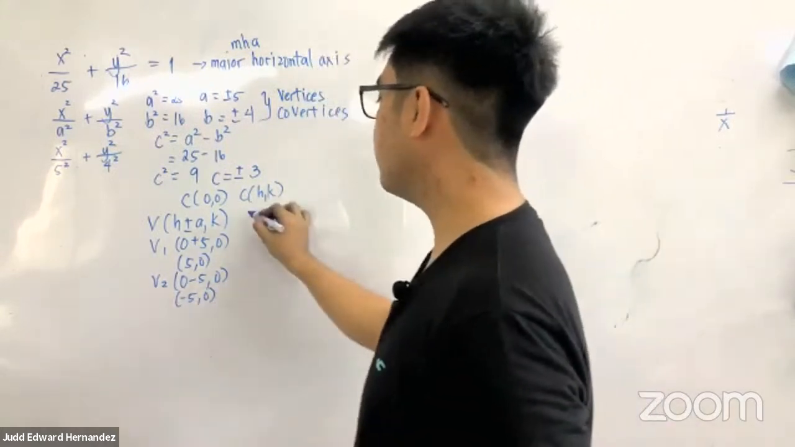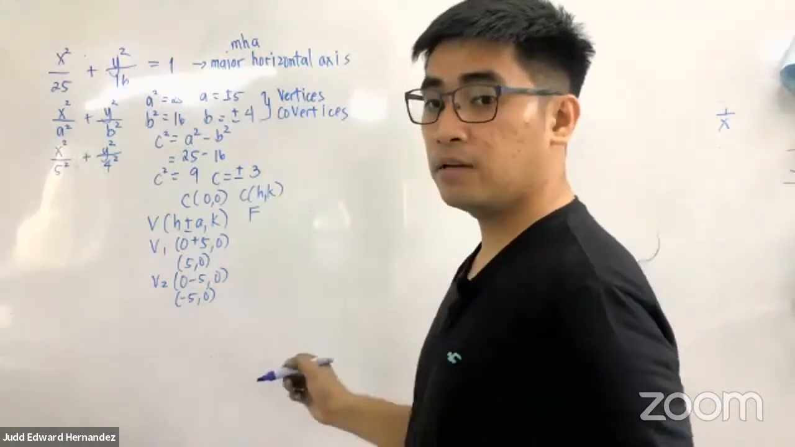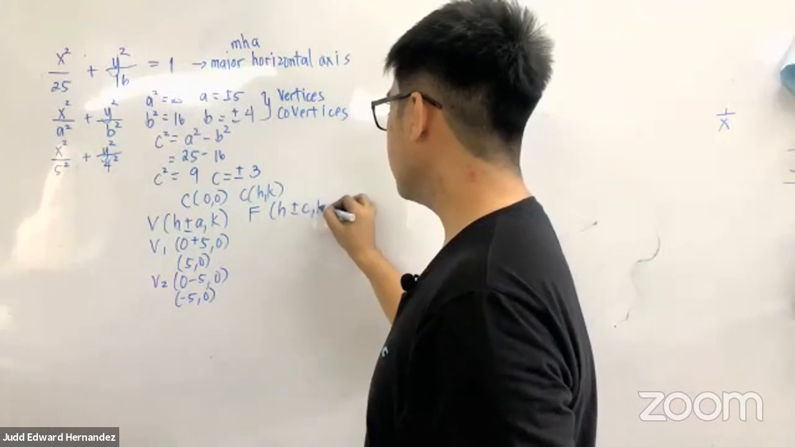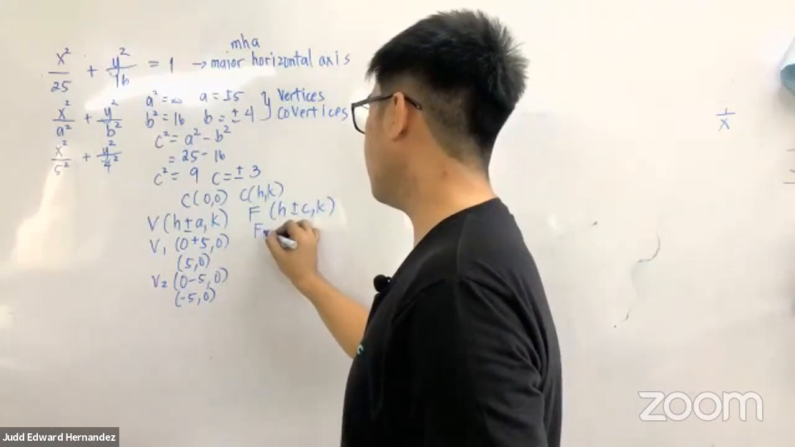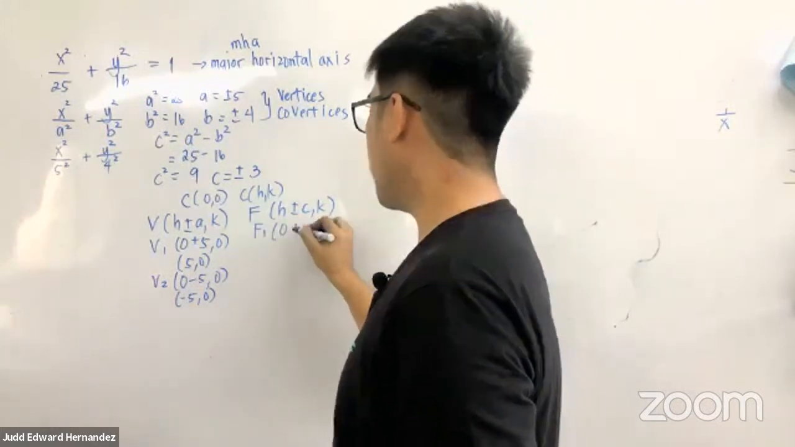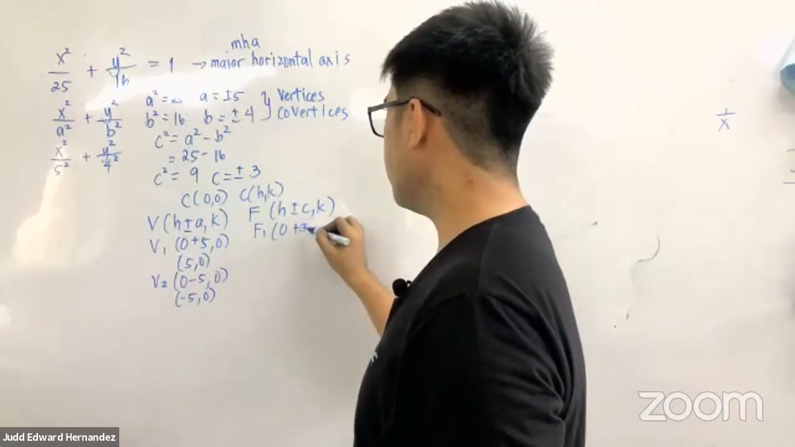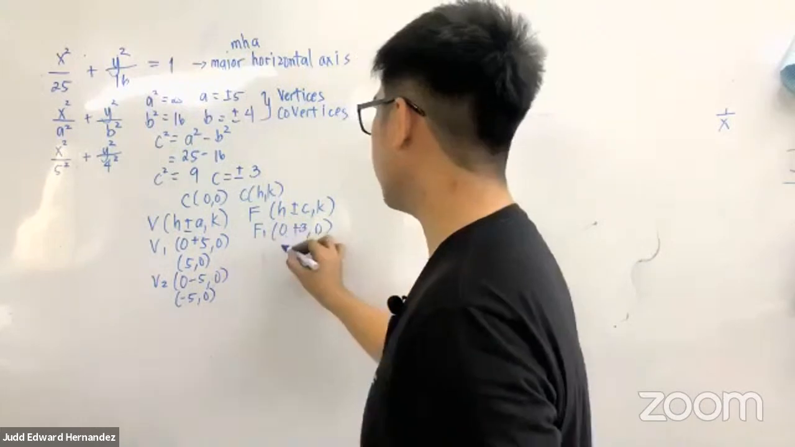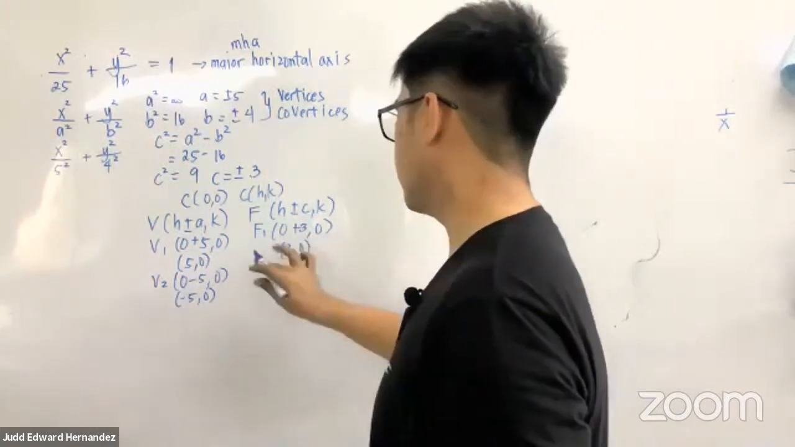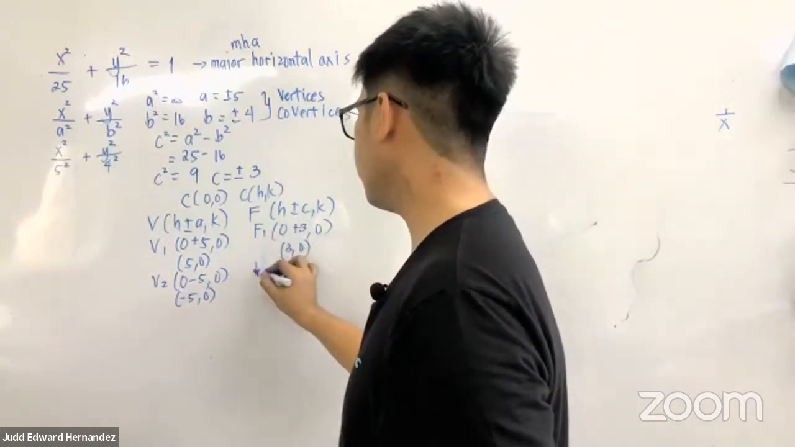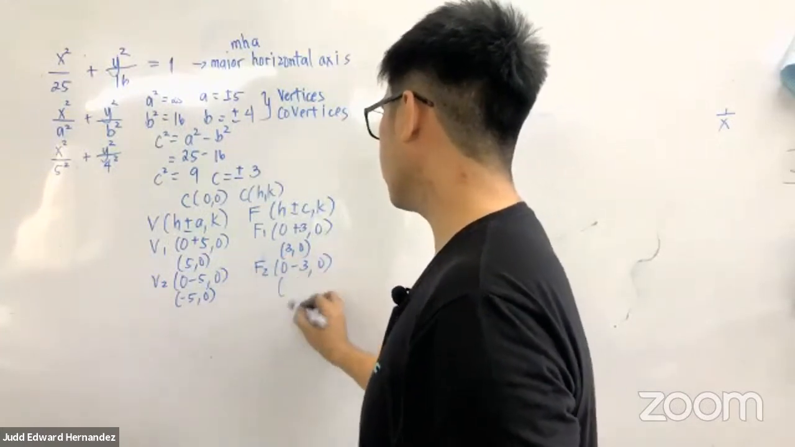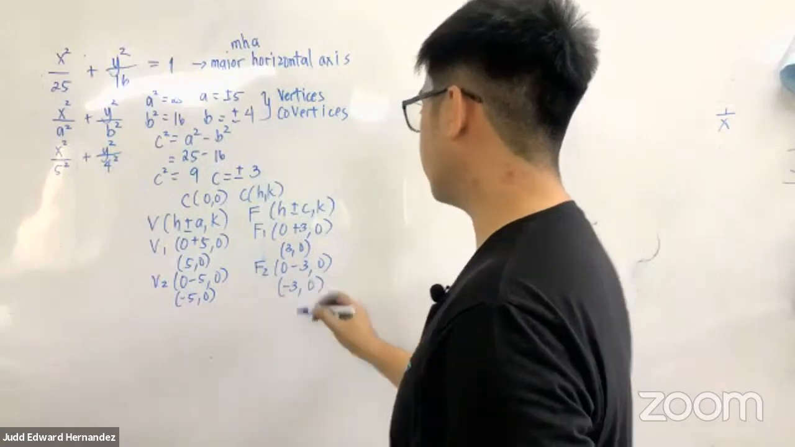Okay, punta tayo kay F. Asan si F? F should be located at H plus minus C, K. And this should be F1 is 0 plus, what is our C? 3 and our K is 0. Therefore, F1 is now located at 3, 0. Where is our F2? Our F2 should be at 0 minus 3, 0. Therefore, that is negative 3 and 0.